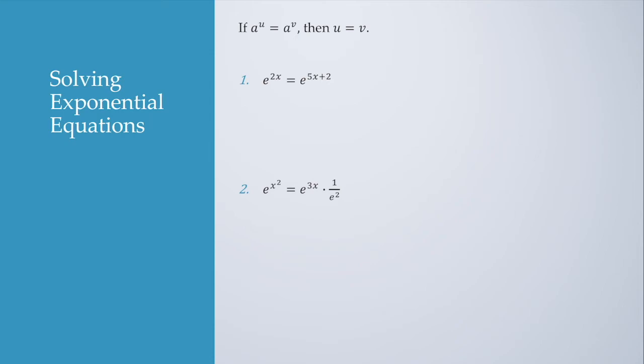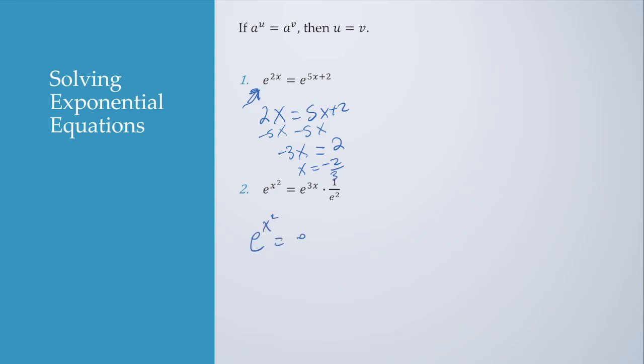Let's try this again. If I have e to the 2x is e to the 5x plus 2. E, just so you know, is a constant. We're going to talk about it more in section 10.5. But for right now, just know it's an irrational number. But because they have the same base, I can use this property. 2x is 5x plus 2. I subtract 5x from both sides. And I get 3x equals 2. X is -2/3.